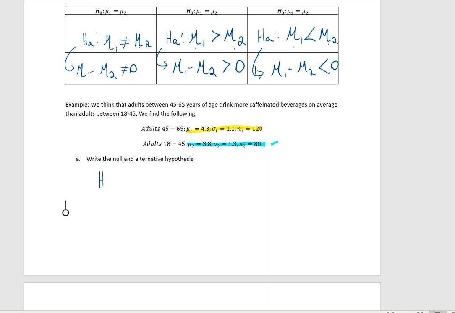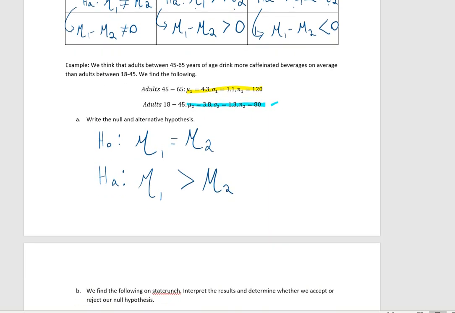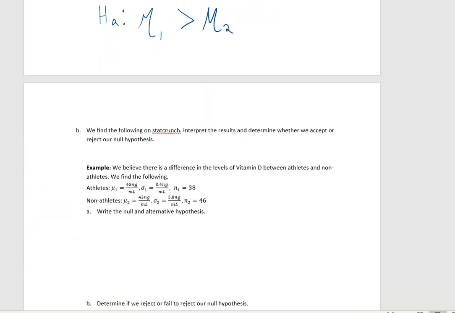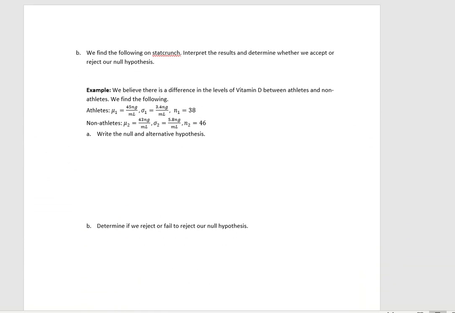So our null hypothesis here is that mu1 equals mu2. Our alternative hypothesis, well, let's reread this. We think that adults between 45 to 65 drink more. So we think that the average amount of coffee drank by 45 to 65 is greater than mu2. Good. Now, what we are going to do is find the following on StatCrunch and interpret the results and determine whether we accept or reject the null hypothesis.